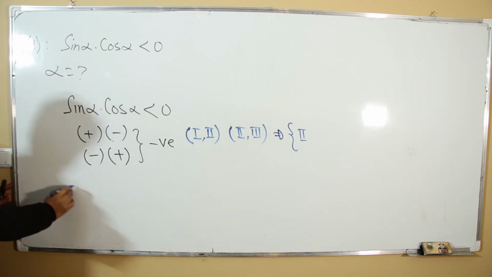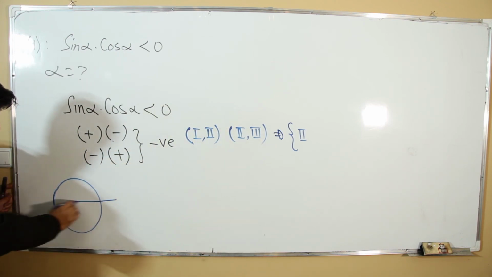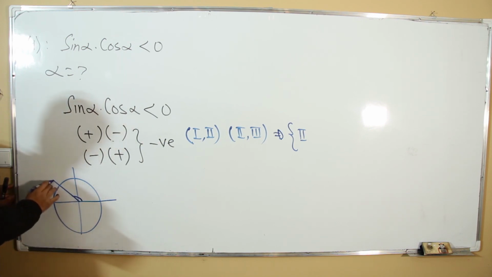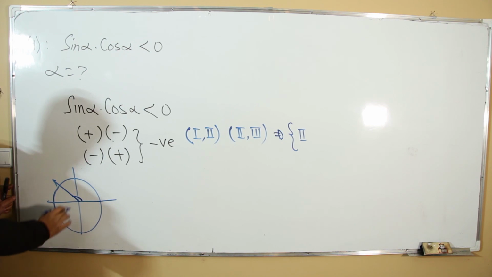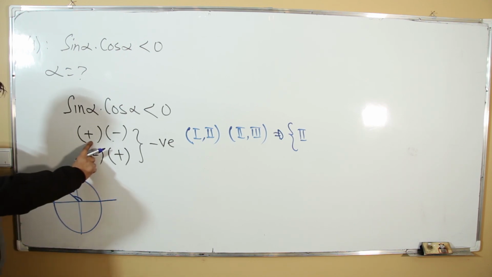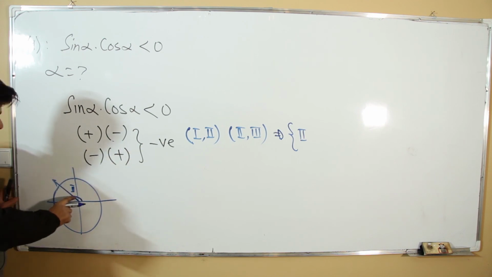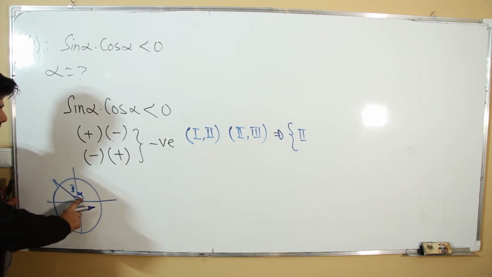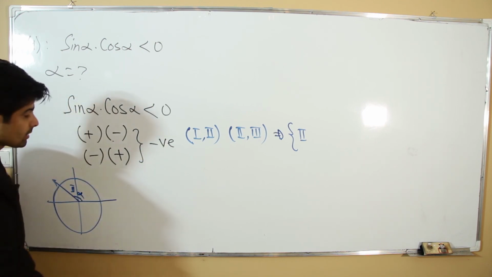Listen, this is the circle. The angle should be in the second coordinate, in here. Second coordinate. Sine is positive. Cosine of that angle, the same angle, is negative. So positive with negative, it's negative. The second.